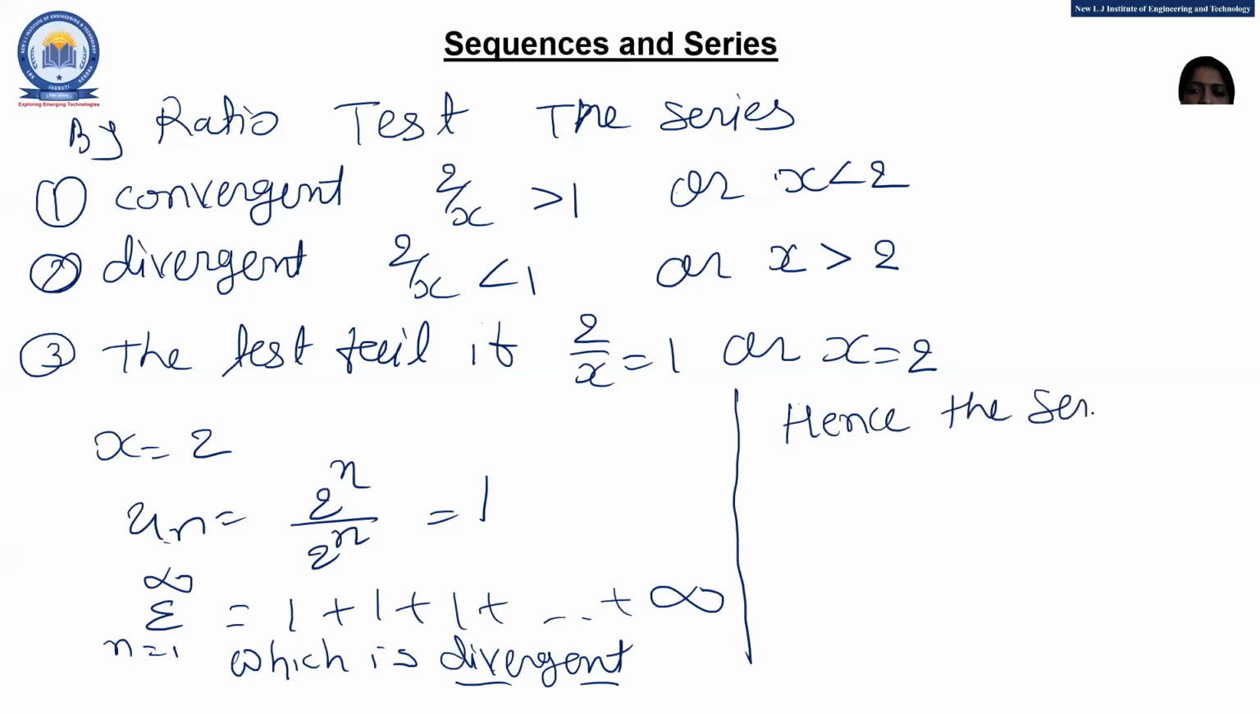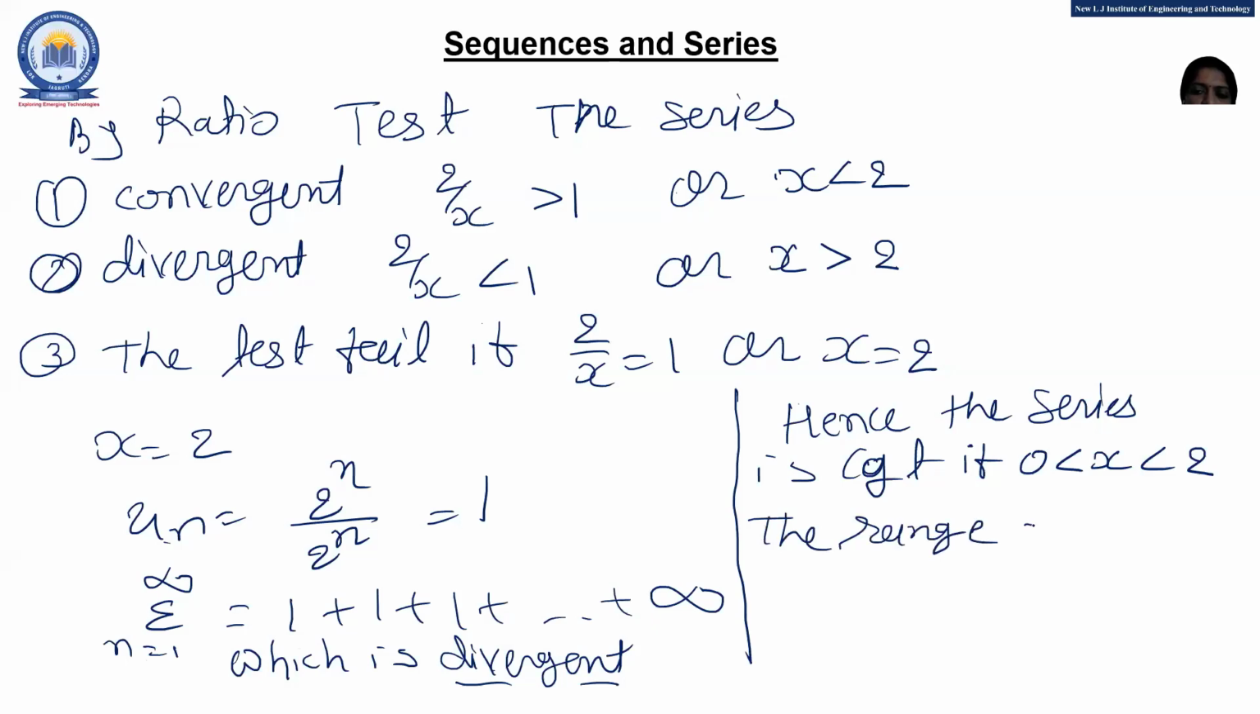Hence, the series is convergent if 0 less than x less than 2. And the range of convergence is also 0 less than x less than 2.